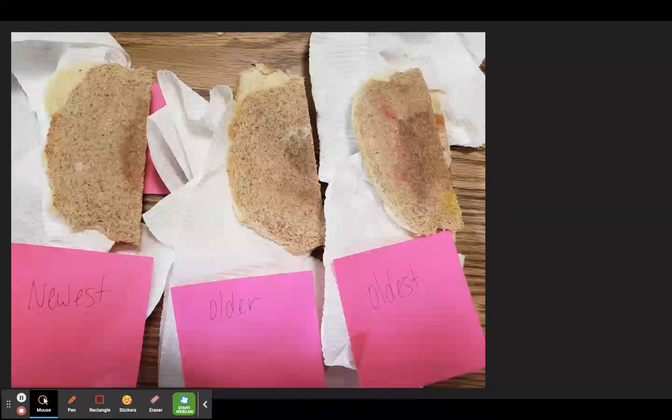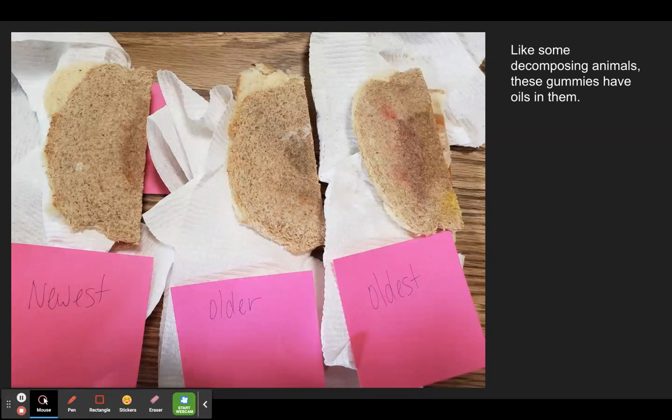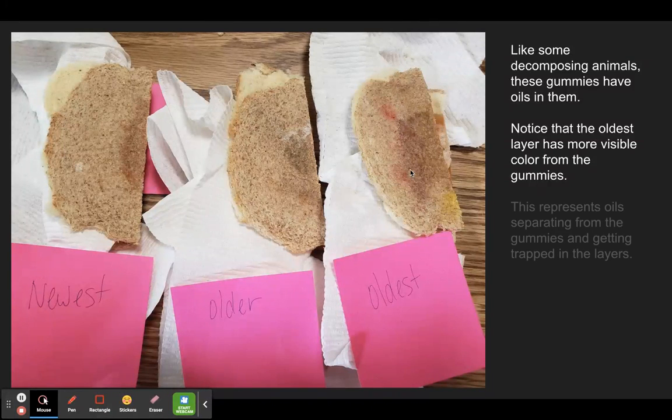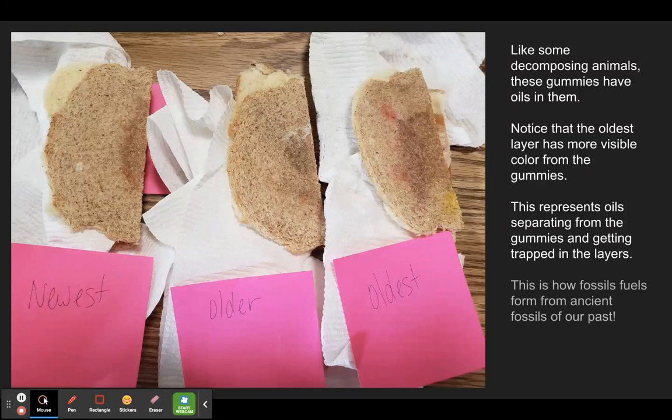Okay. All right. Now I cut these in half so we can kind of see these a little bit more side by side. And like some decomposing animals, these gummies have oils in them. Okay. Notice that the oldest layer has more visible color from the gummies. You can see the colors right here. I want you to think about those colors. This represents oil separating from the gummies and getting trapped in the layers. This is how fossil fuels form from ancient fossils of our past.